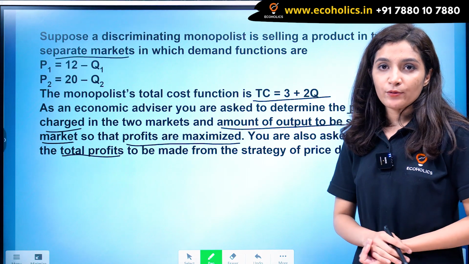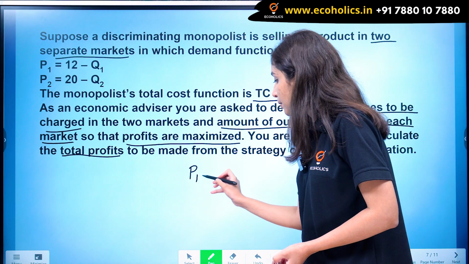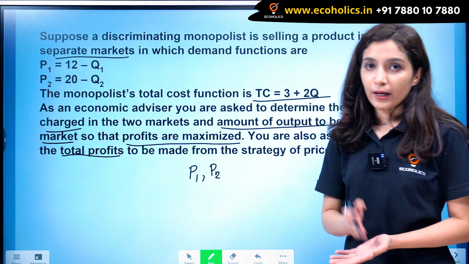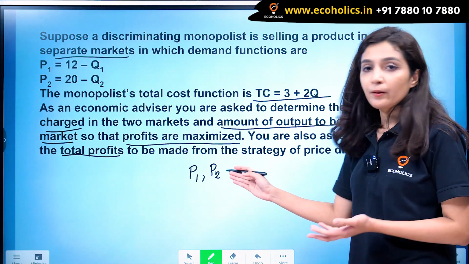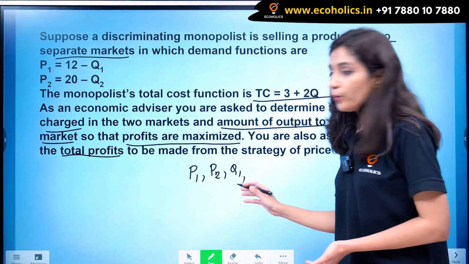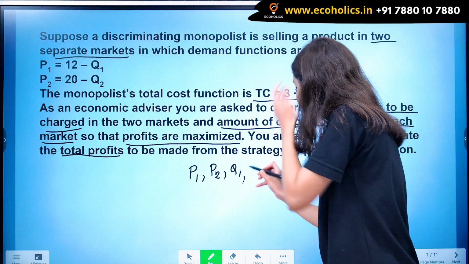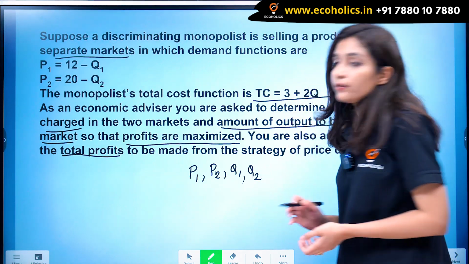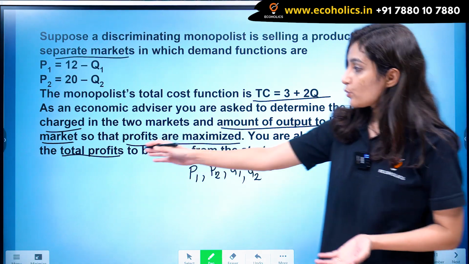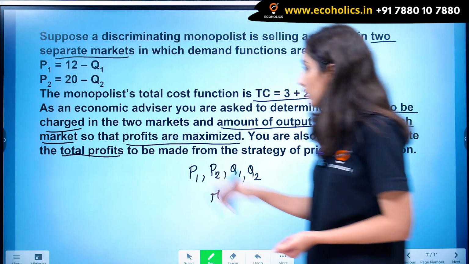So what all things do we need to find? We need to find P1, that is the price in market 1, P2, the price in market 2, Q1, the amount of output to be sold in market 1, and Q2, the amount of output to be sold in market 2. And we also need to find total profits. So let's start.